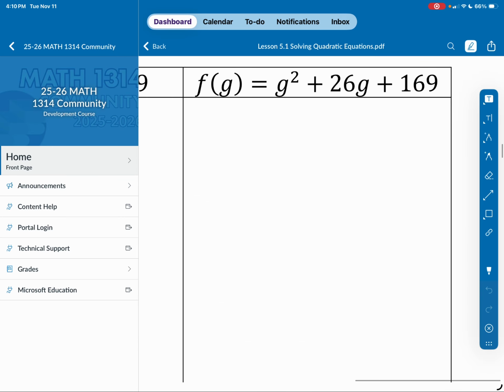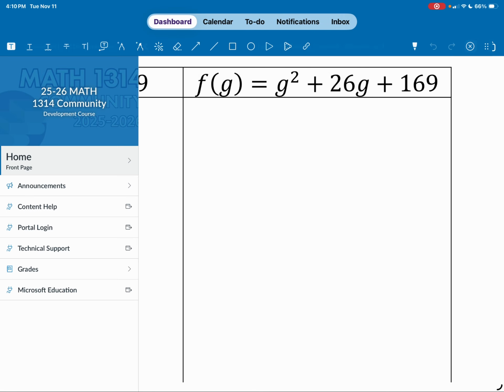Here we go. I want that back up here. Okay, so now I say, what can be multiplied to give me 169, but added to give me 26? I can take 13 times 13, which gives me 169, and 13 plus 13 gives me 26. So my factors, because I have a leading coefficient of 1, are just x plus 13, x plus 13. I guess it would be g, actually.